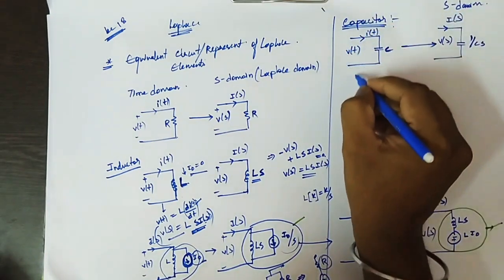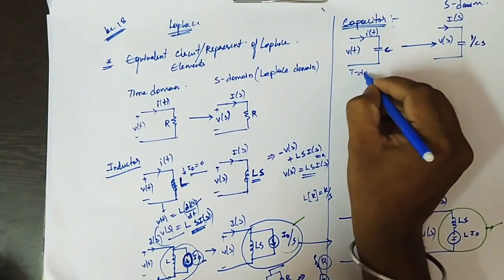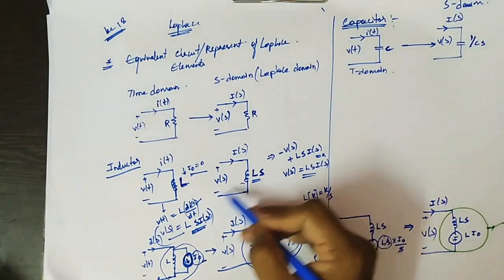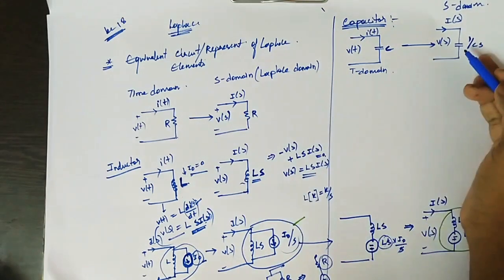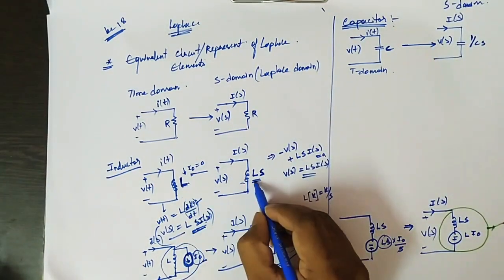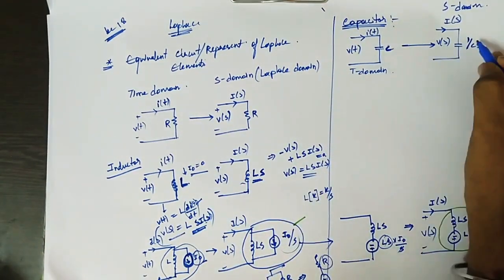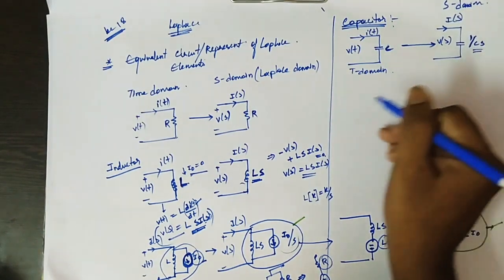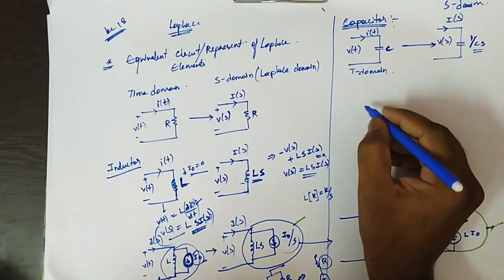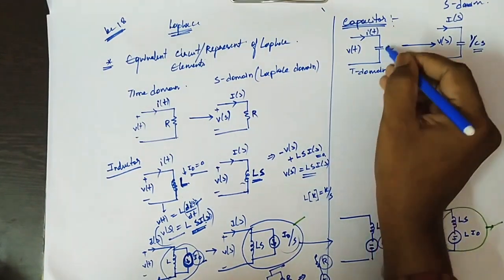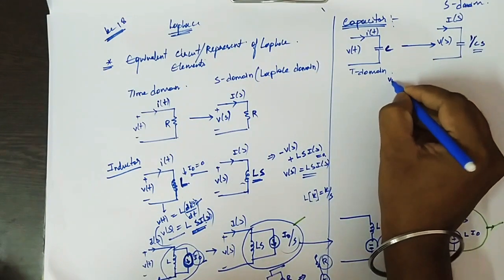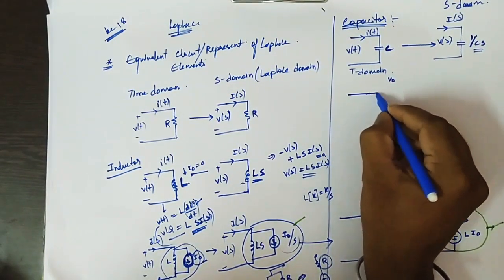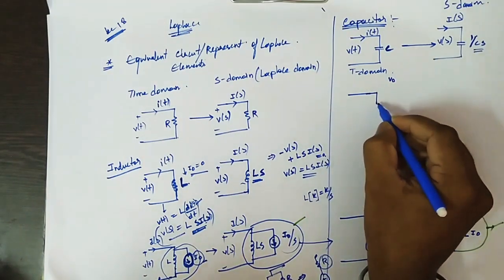This is the T domain, time domain. Okay. So the same explanation which I am giving here, this is also the same. So L means L into S, and capacitor means 1 by Cs should be represented. Okay. Now this capacitor having internal voltage V0, how will it be represented?